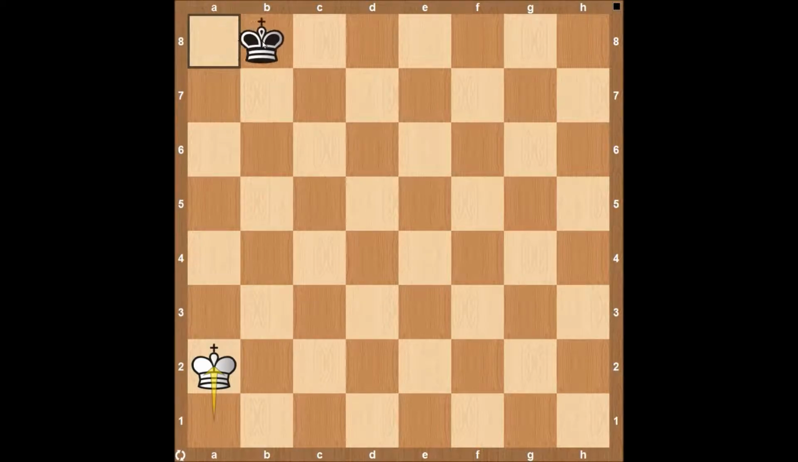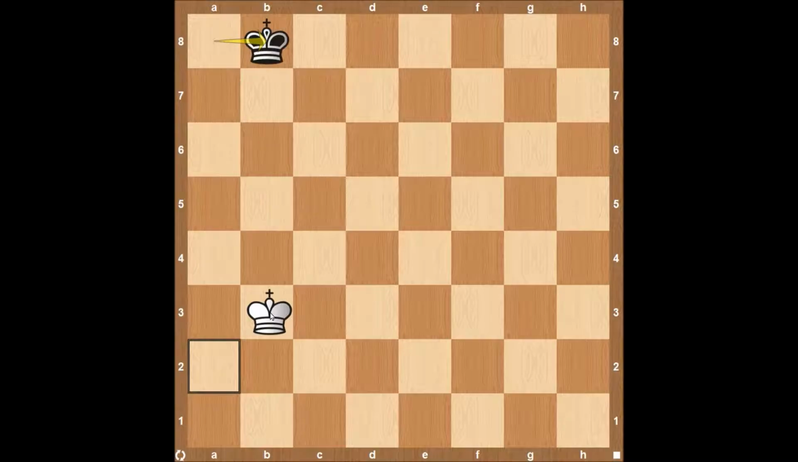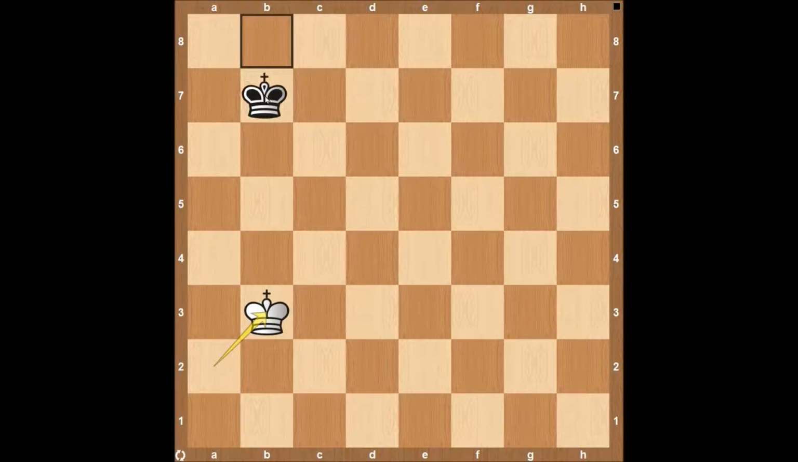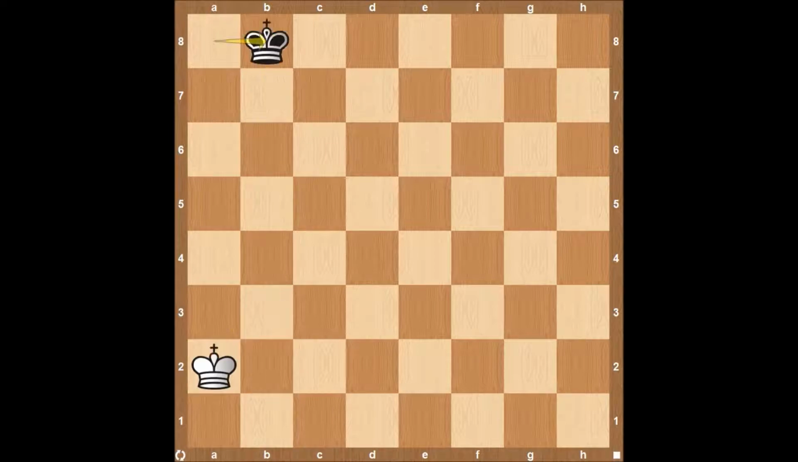Now let's say that black plays king b8. Now we have to be careful. White does not want to play king to b3 here because black can play king b7 and they would have the opposition. There's 3 squares between them. So that would be a mistake. So if black plays king to b8, because they're thinking, hey, I'm just going to move my way over here, that's not going to work out for them. White needs to play king b2.